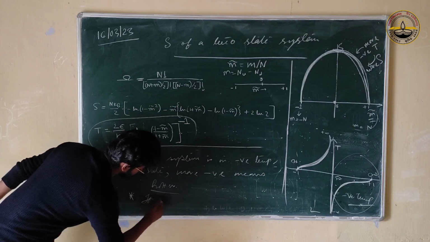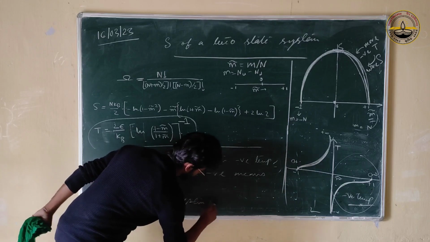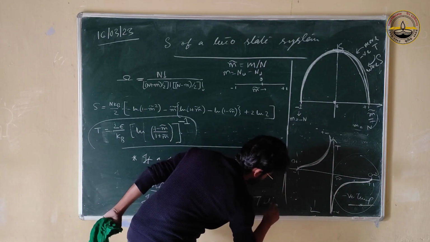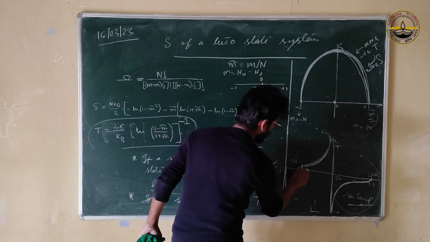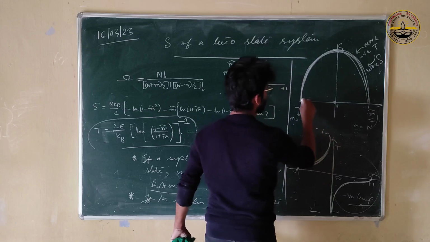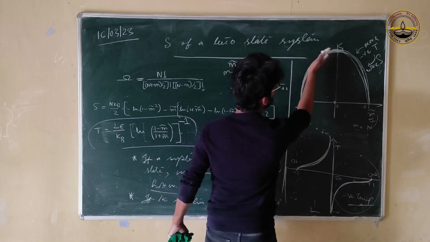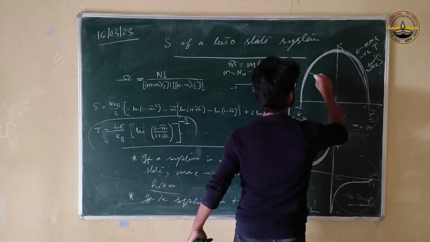If the system is in positive T state, that is on this side, then more positive temperature means increasing entropy. So more positive temperature, hotter again.